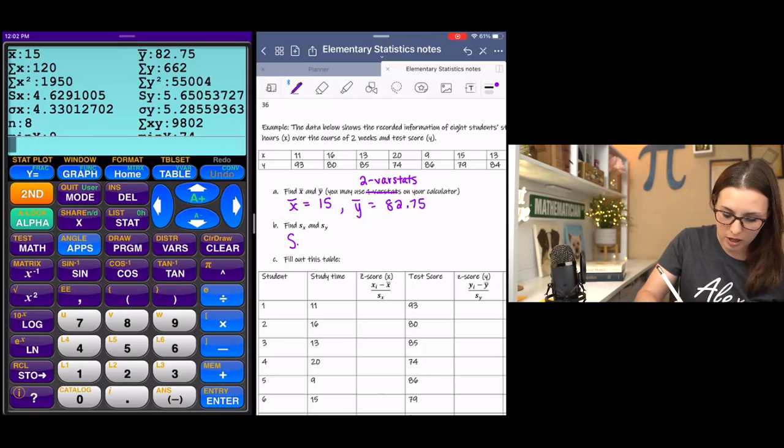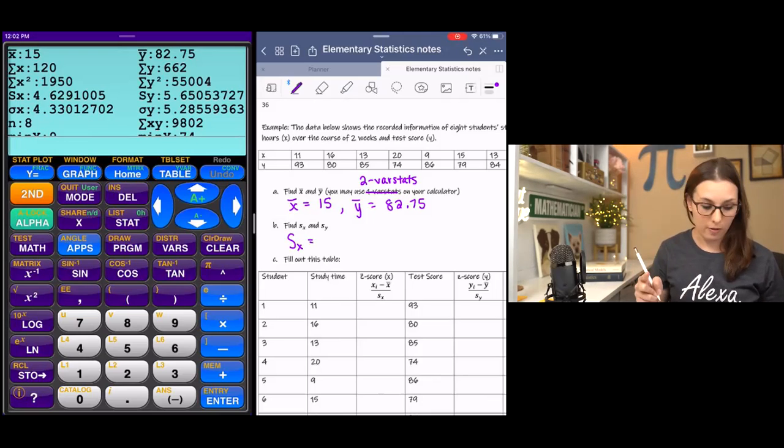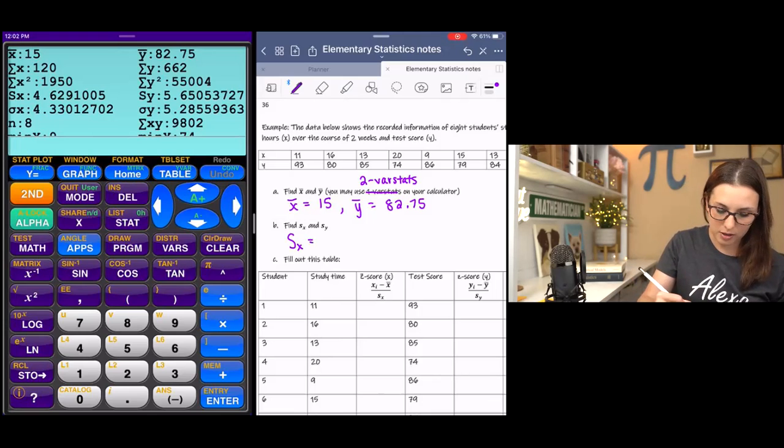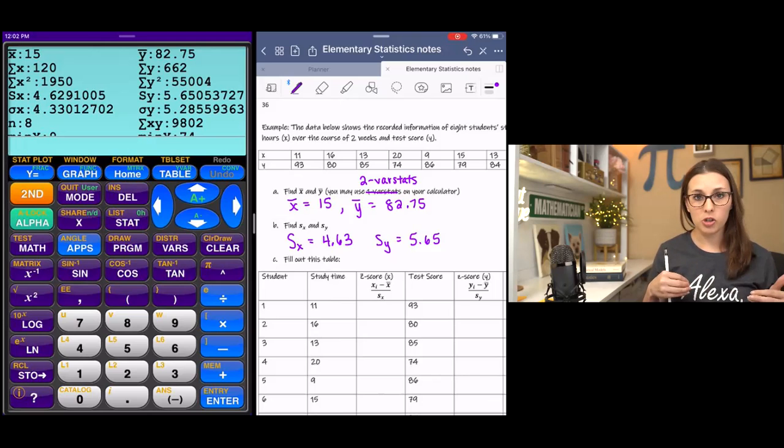So the standard deviation of x, sample standard deviation of x is 4.63, and sample standard deviation of y is 5.65. You'll notice the one below it has sigma. That stands for population. This is not a population. It is a sample of 8 students. So make sure that you're using this sample standard deviation.